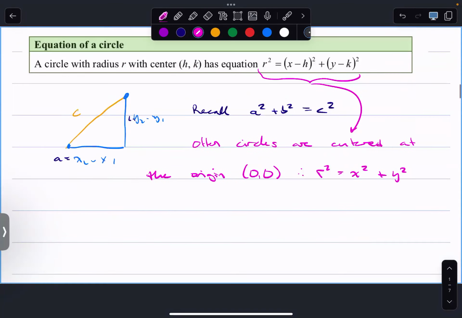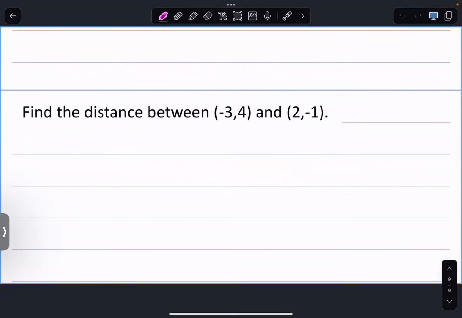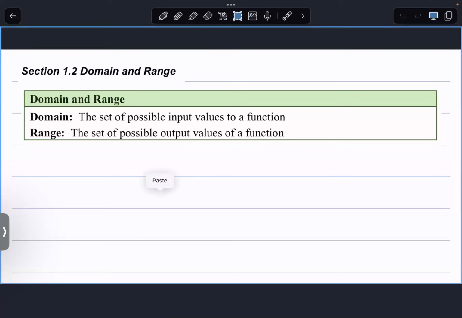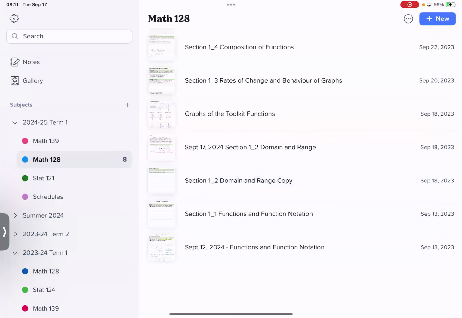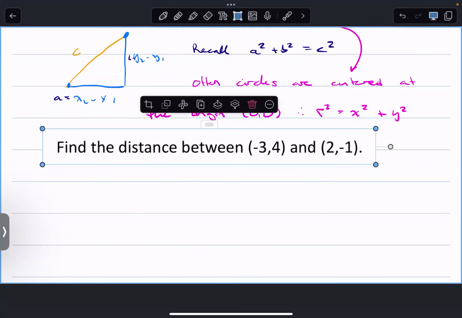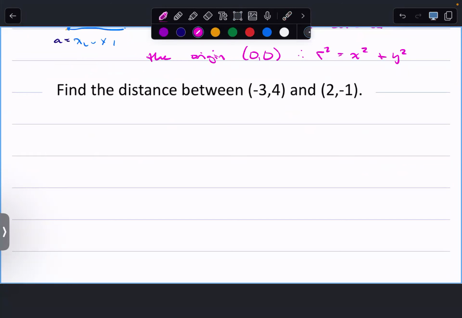Okay, so there were a couple of problems that we had left behind that we can have a look at. Where was I working on this? Here. We have to find the distance between these 2 points. And on a coordinate grid, we can draw this out if we wanted to. What would that look like? I'm just going to do a quick sketch here.